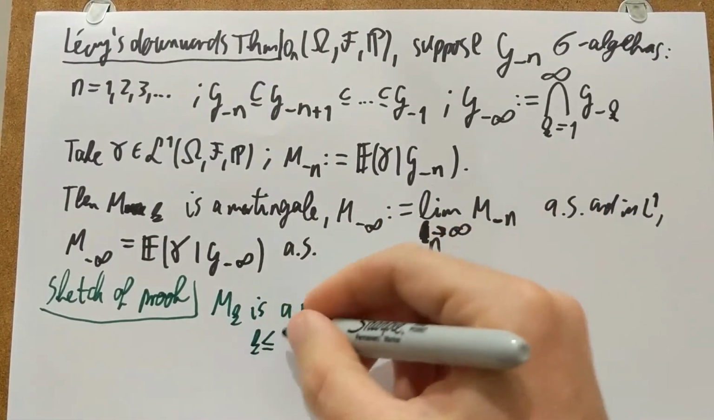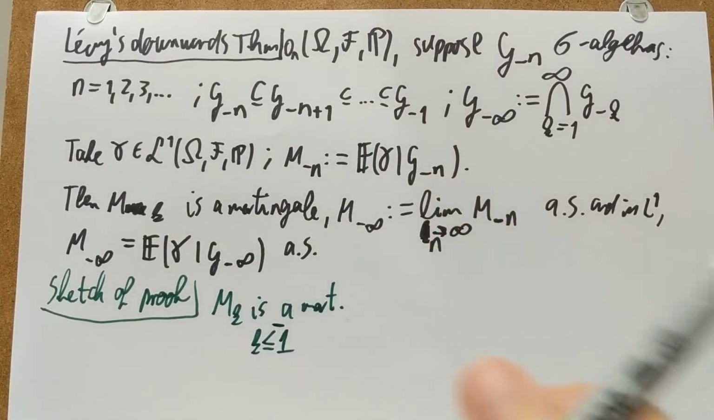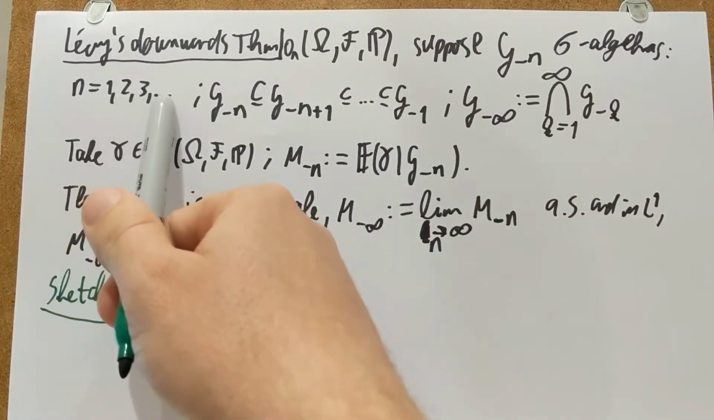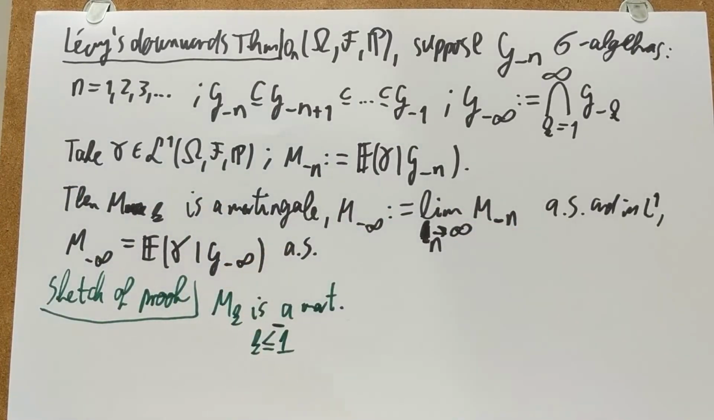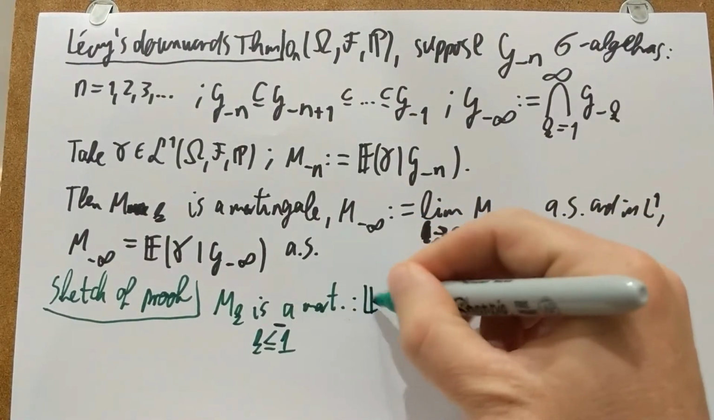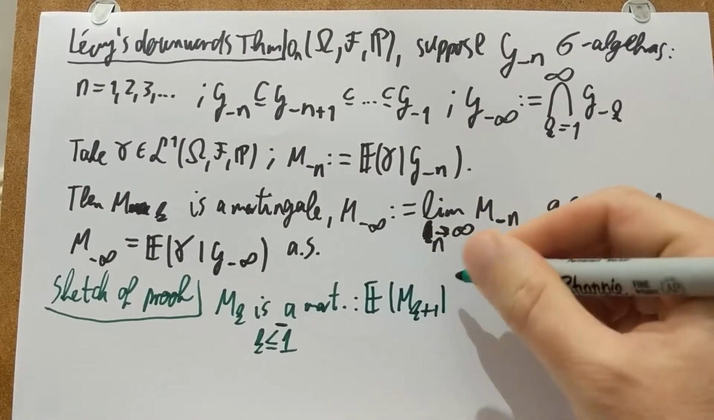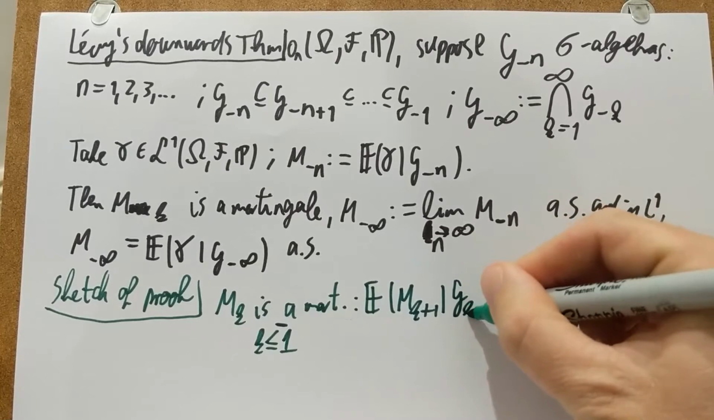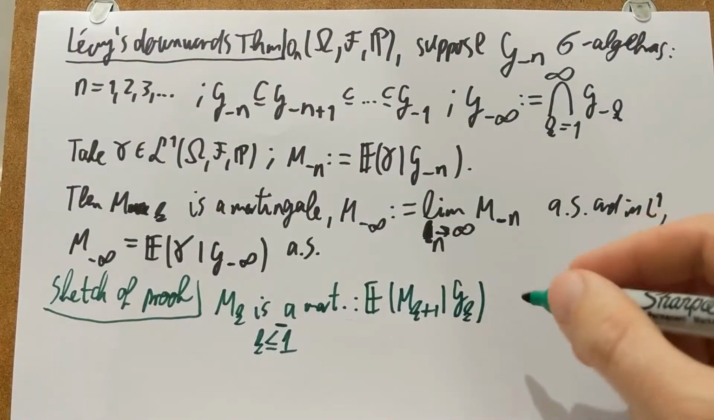So k is less than or equal to minus 1, because I defined n to be from 1 up, and the Martingale is therefore from minus 1 down. But other than that, it's the same calculation. So how does that go? You look at the expectation of M_{k+1} given G_k, and other than k being negative, it's exactly the standard calculation, so nothing special here.